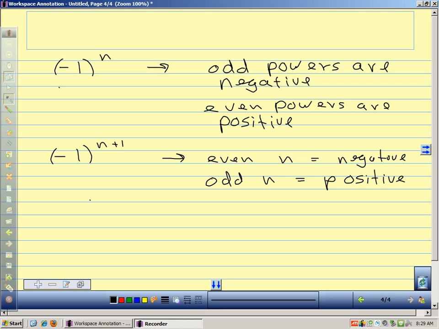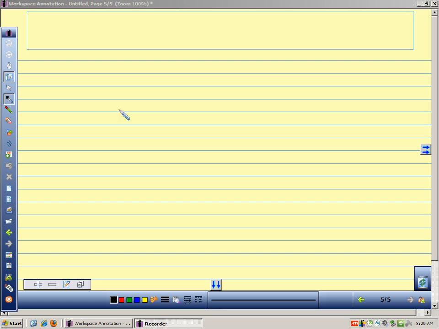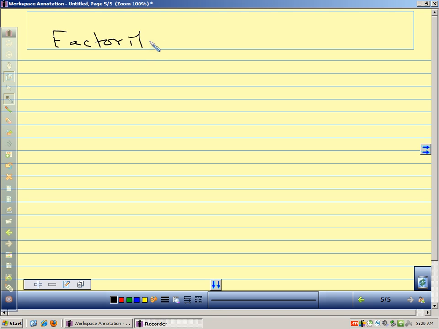So a big part of what we're doing here at the beginning is, 1, getting familiar with sequences, and 2, getting to where we can start recognizing some patterns that we see when we look at terms of a sequence. All right, let's talk about factorial notation, because that's going to be very important in sequences and series.